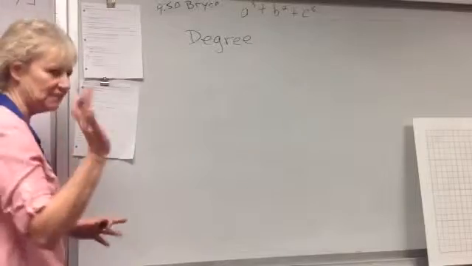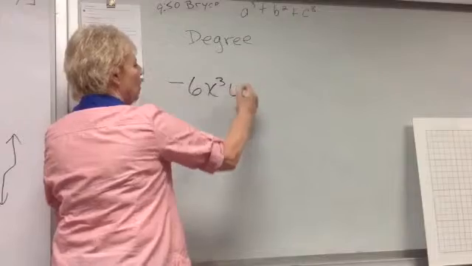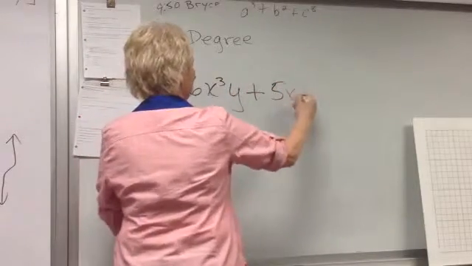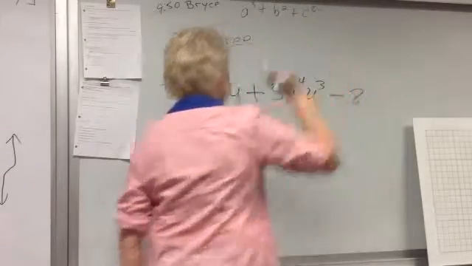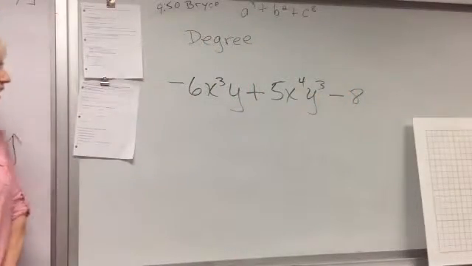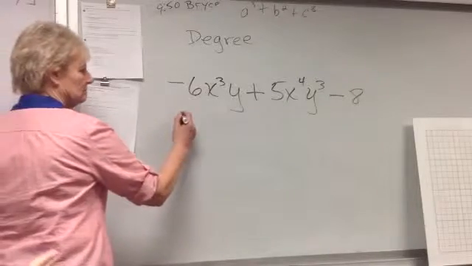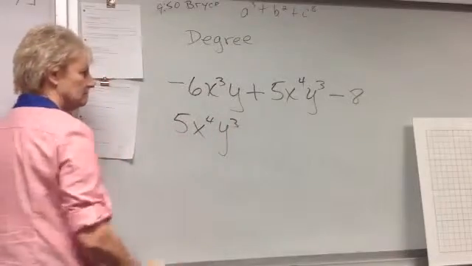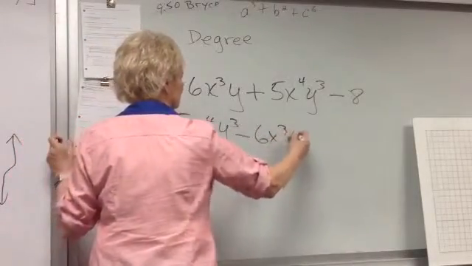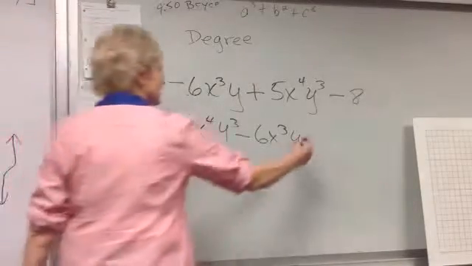Oh, the leading coefficient. Alright. Let's say I have negative 6x cubed y plus 5x to the 4th y to the 3rd minus 8. In order of degree, what's first? You want to put the 5x to the 4th y cubed, and then the negative 6x cubed y, minus 8.